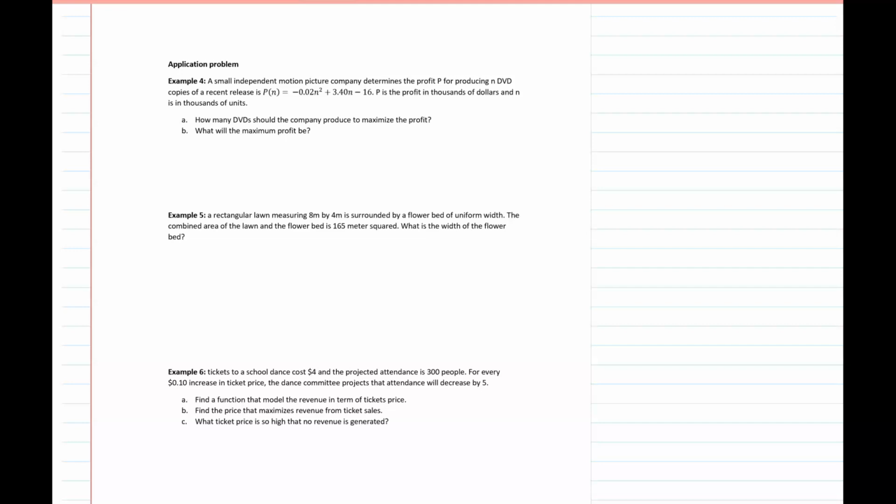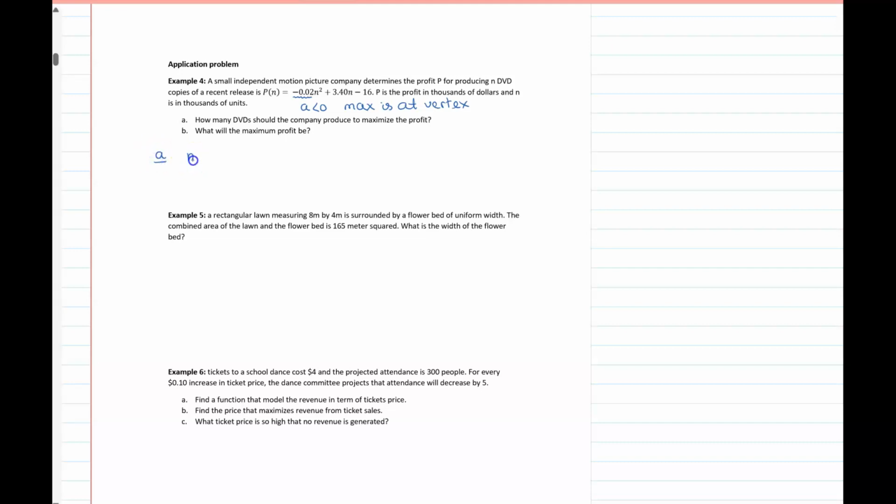So here we have a quadratic function, where a is less than 0. So the max is at the vertex. How many DVDs should the company produce to maximize the profit? This will calculate the n value at which the profit is max.